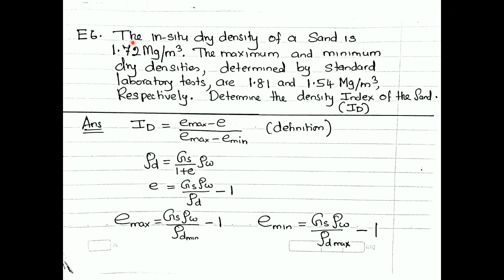Example 6. The in-situ dry density of sand is 1.72 megagram per meter cube. Megagram per meter cube and gram per centimeter cube are the same. The maximum and minimum dry densities determined by standard laboratory tests are maximum 1.81 megagram per meter cube, and minimum, meaning loose state, 1.54 megagram per meter cube, respectively. Determine the density index of the sand, ID.